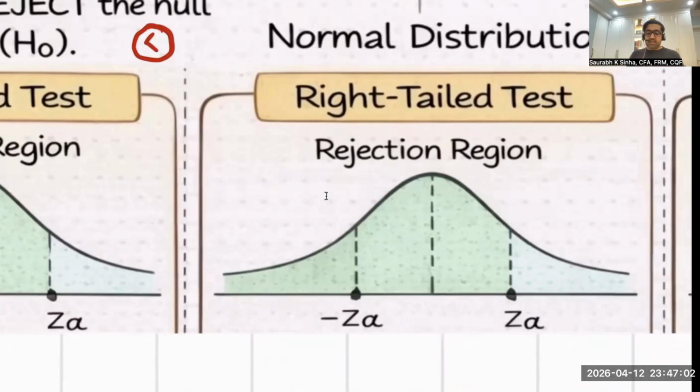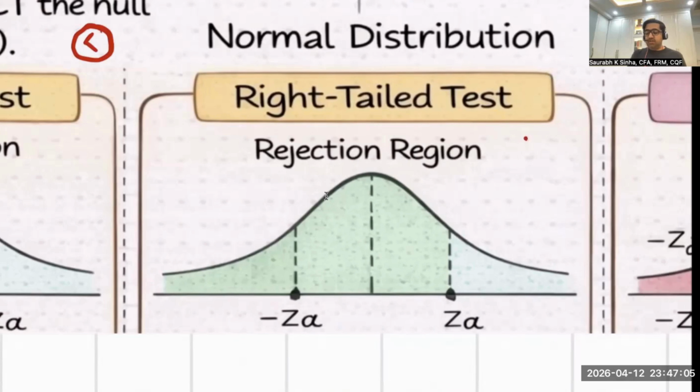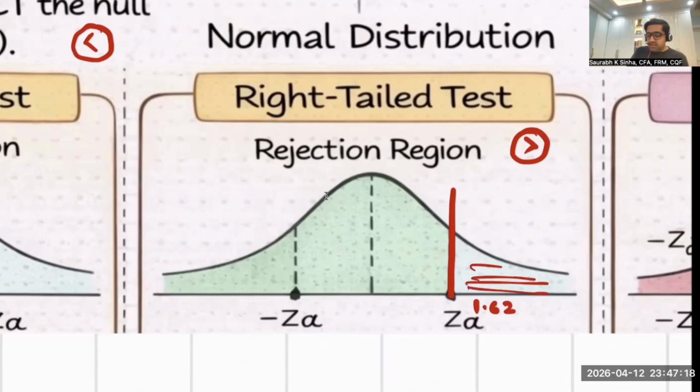However, if it is a right tail test, because the sign of the alternate hypothesis is this one, then this is your critical value. Say it is 1.62. Then you cover this region. If your test statistic that you have calculated falls in this region, like 1.73, 1.84, then you reject your null hypothesis. If it falls in this region, then you fail to reject the null hypothesis, or you accepted the null hypothesis.